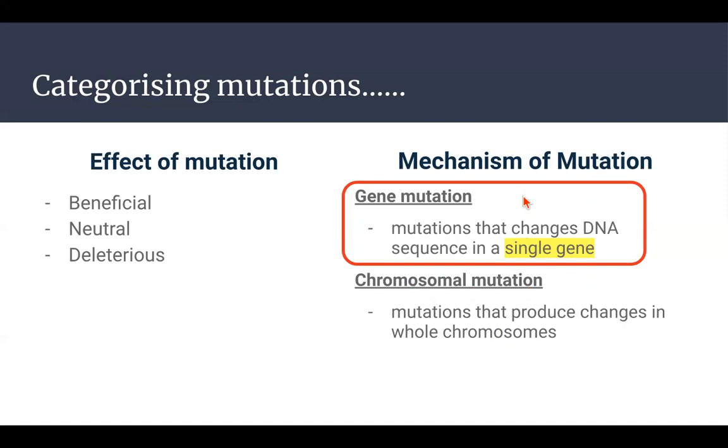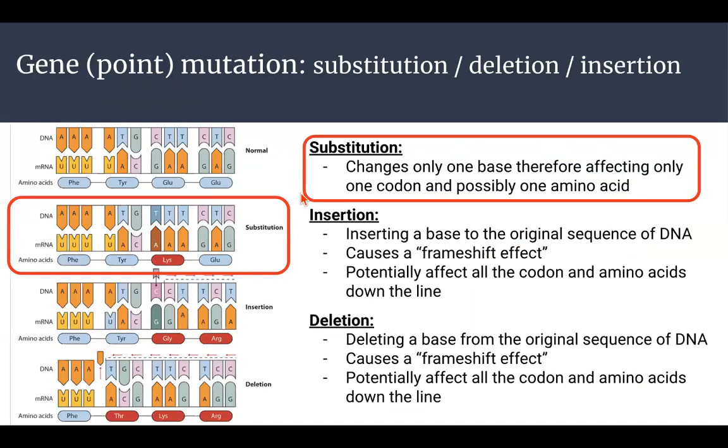So let's look at the first one, gene mutation. A gene mutation is usually also called a point mutation because you have a mutation at one single point. And that is a very small scale mutation. Usually it happens when you have a change in one single base. There are three types of point mutation. You can see that there's substitution, insertion, and then also deletion.